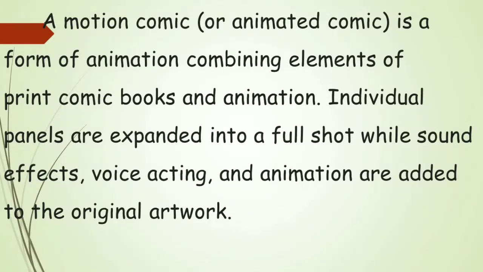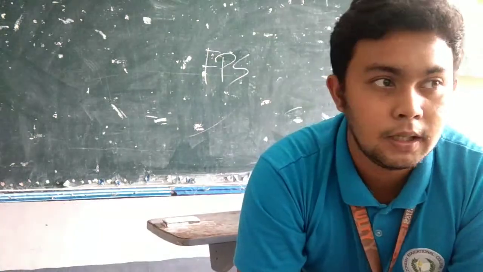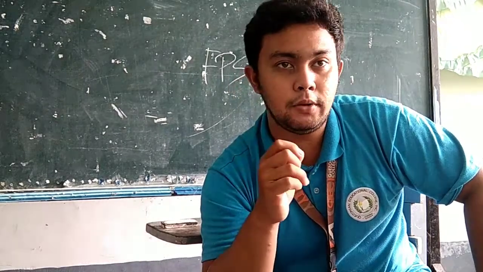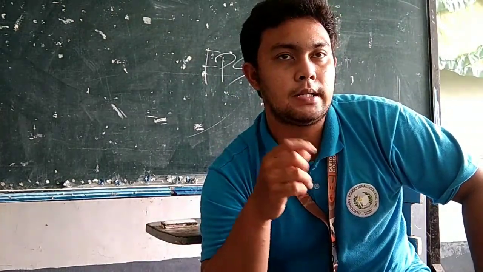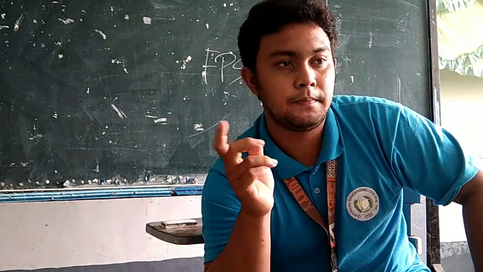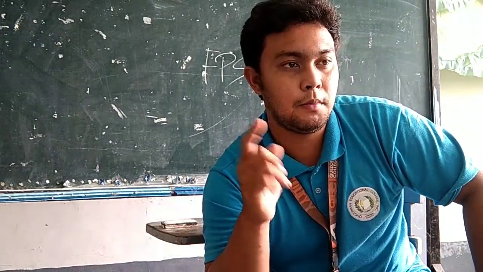Now a motion comic or animated comic is a form of animation combining elements of print comic books and animation. Individual panels are expanded into the full shot while sound effects, voice acting, and animation are added to the original artwork. Now a motion comic is an example of comics in which all the parts of the comic are combined together. It is not moving but it has a storyline. It has audio and added visual effects. I will give you an example of a motion comic.